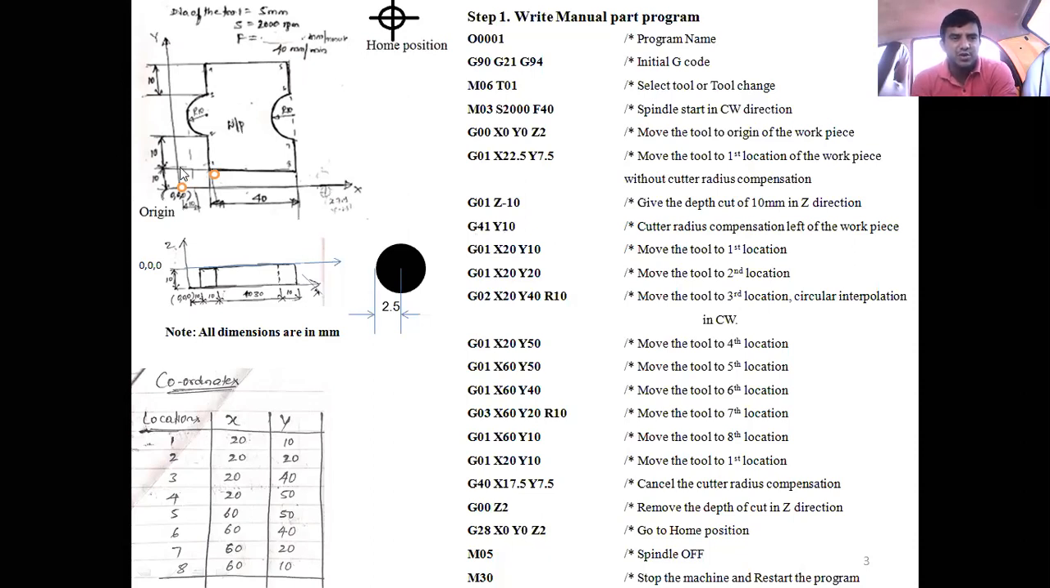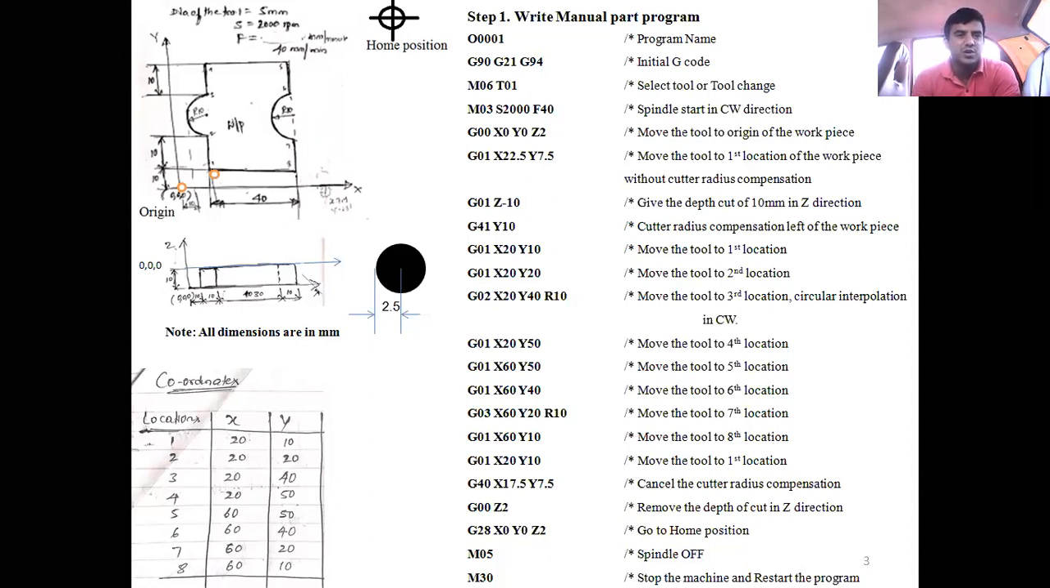Once the cutting tool is at the home position, I want to move the tool from home to the first location without cutter radius compensation. That means I want to take the center of the cutter. Whatever location you consider, for location number 1, you take the center of the cutter coordinates, including the diameter of the cutter. See the cursor here for location 1: the cutter has to move from home to the first location.